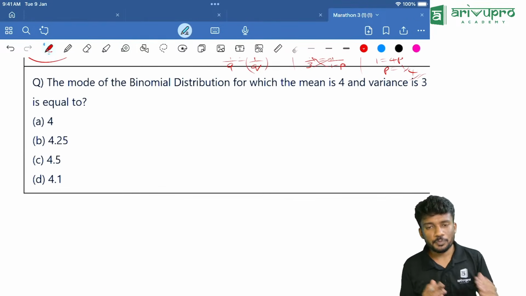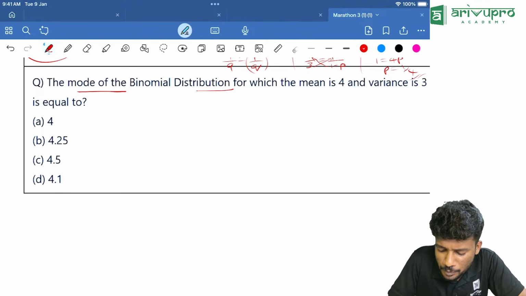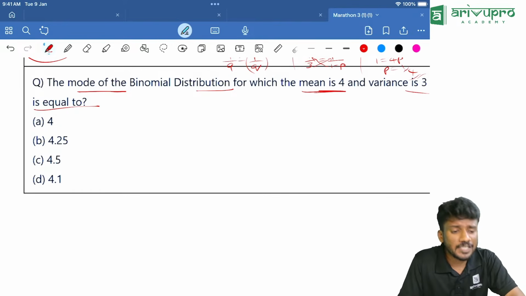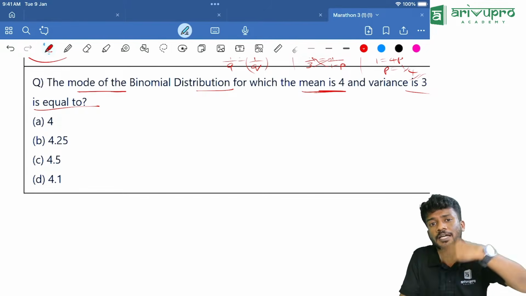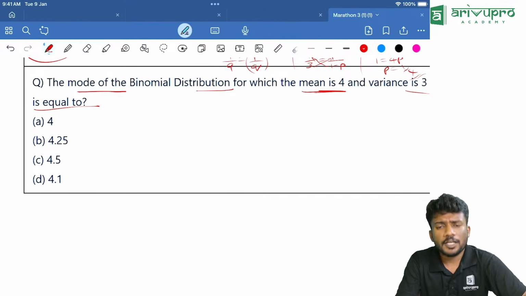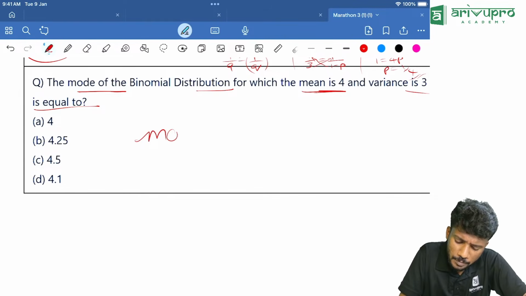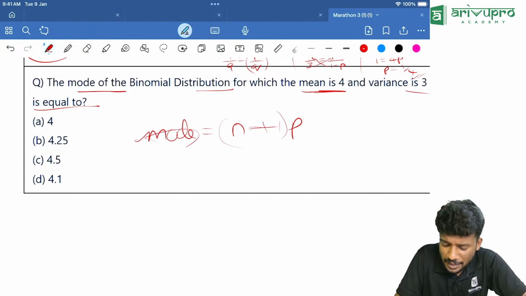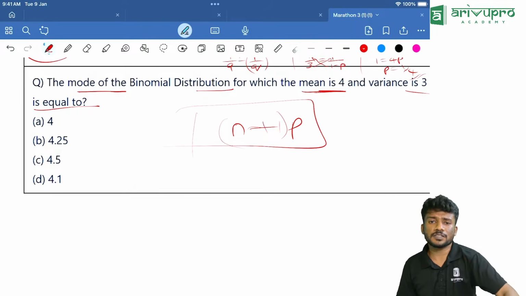People, I'm going to brainstorm you. Now look here. Find the mode of binomial distribution for which mean is 4 and variance is 3. I will give you a pro tip from your exam point of view. Now people, what all things do we require to find mode? Mode is nothing but (n plus 1) into p. We need to apply this formula to find the mode of a binomial distribution, correct?